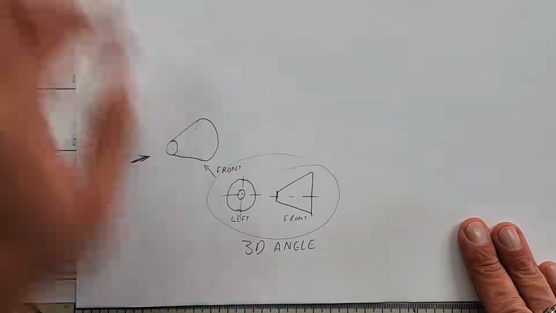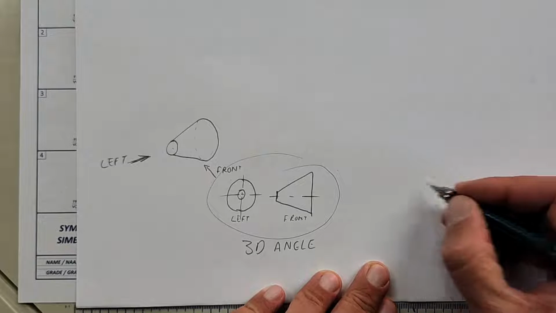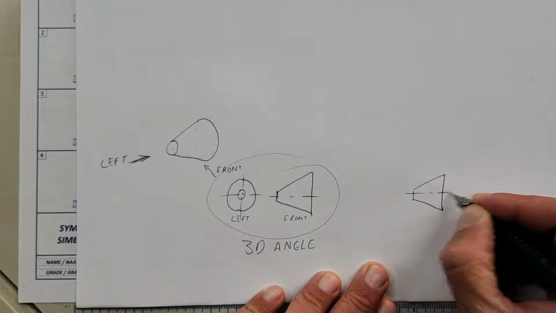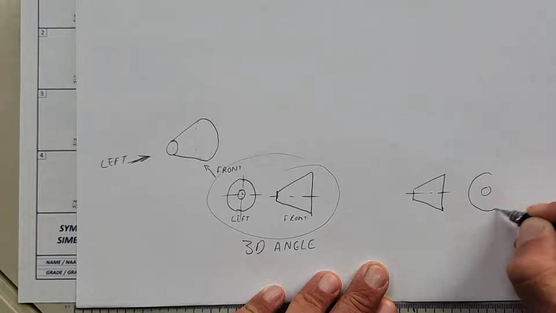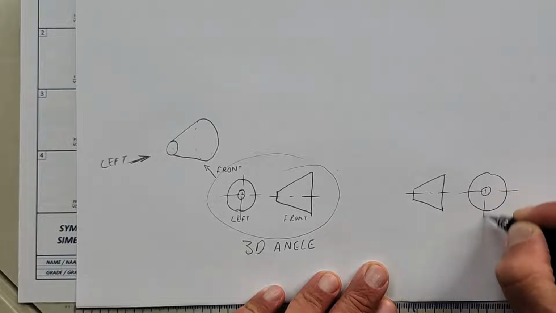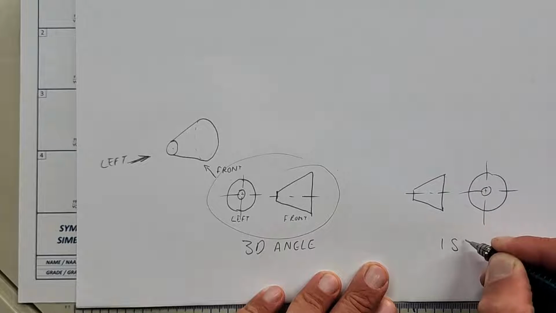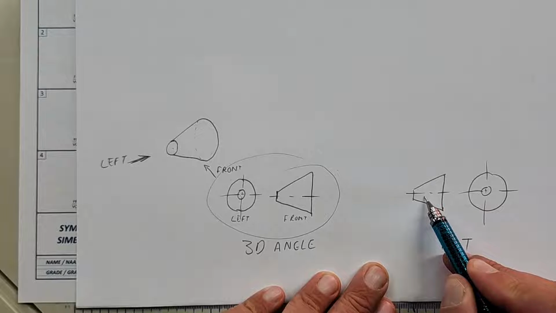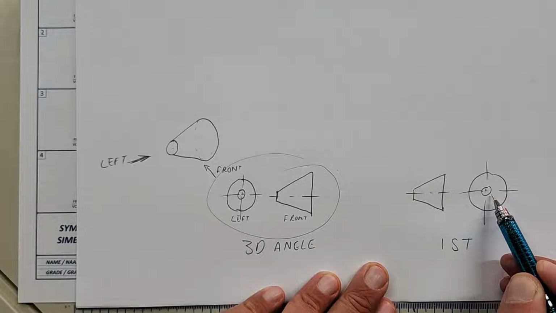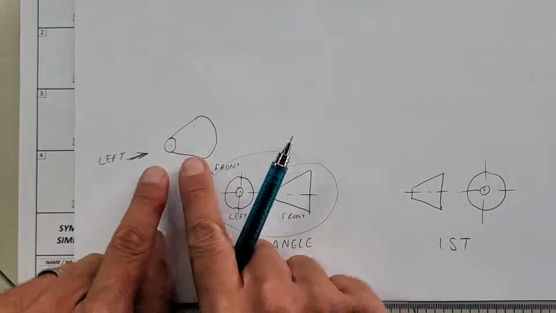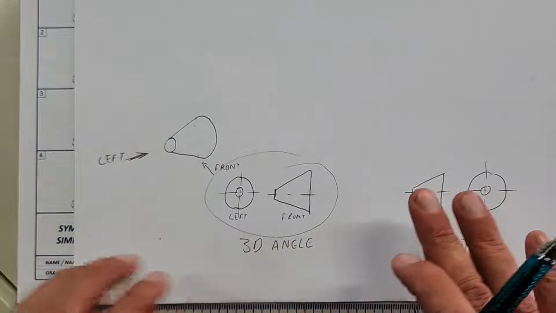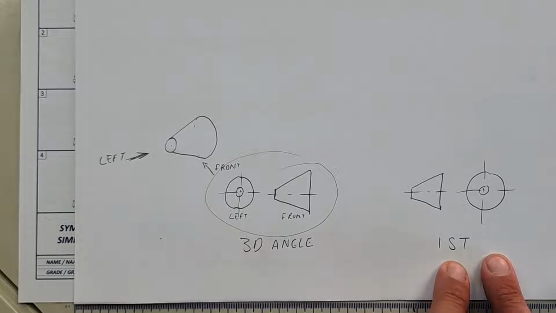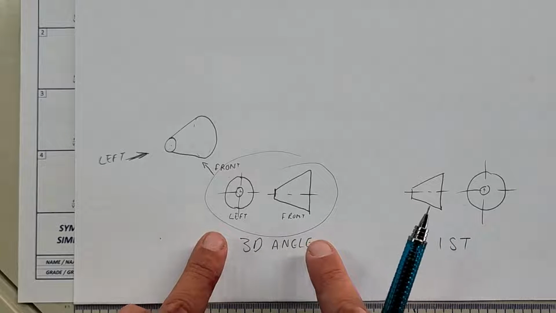There's another projection where the same symbols are orientated like this. And that is called first angle orthographic projection. Now I've got the front view first and then the left view. It's the same thing that we're looking at. It's just how do we project it in the end. We've got third angle and first angle. We are talking about third angle.